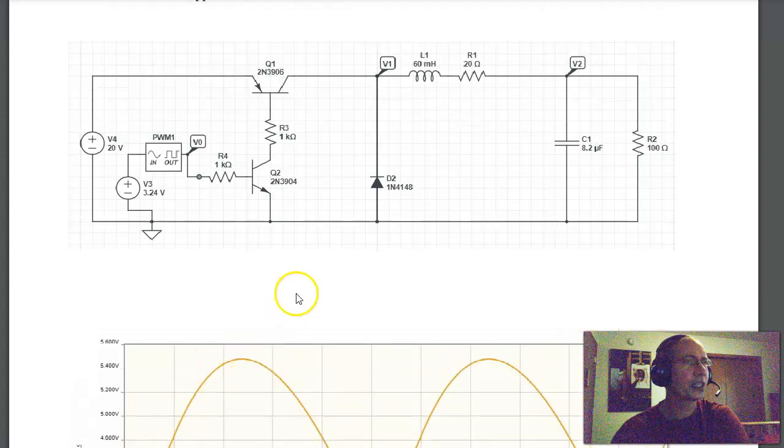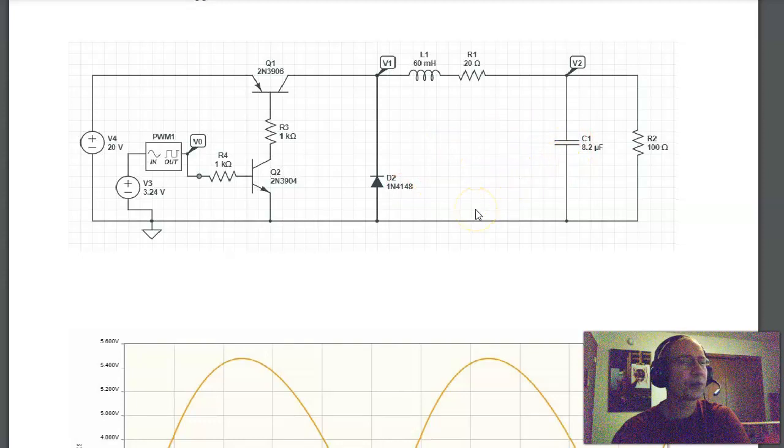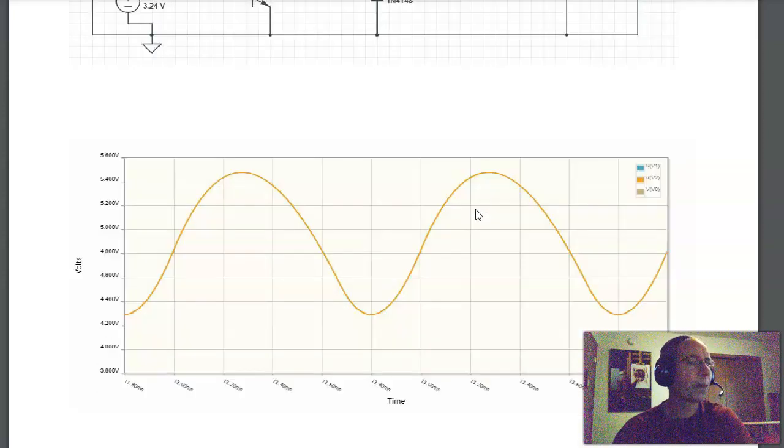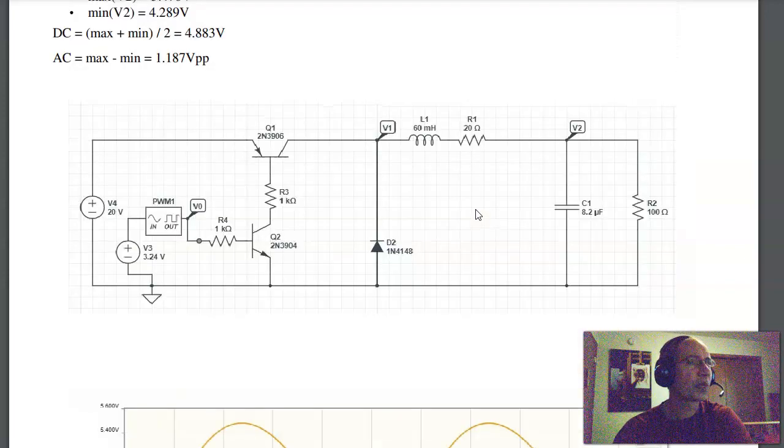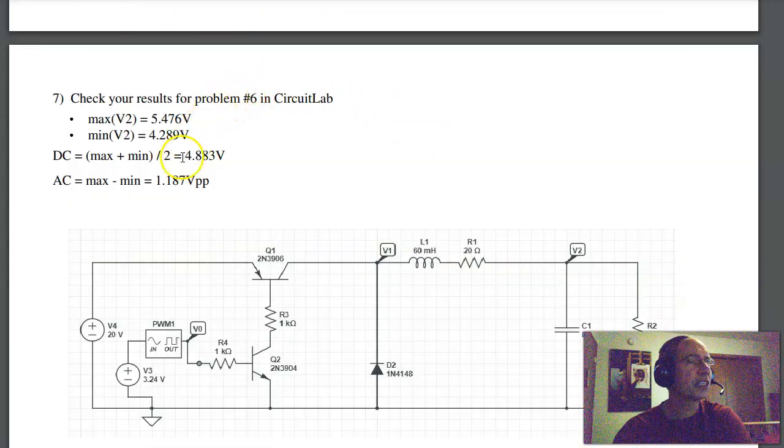So in Circuit Lab, changing the duty cycle to 32.4%. Going to set this up so 10 volts is 100%, 0 volts is 0%, 3.24 volts is 32.4% duty cycle. Change the capacitor, and here's what you get. It's close. The DC voltage is 4.88 volts, almost 5 volts, a little bit off because I'm losing 0.2 volts across Q1, so likewise my answer is off by about 0.2 volts. The AC voltage is supposed to be 1 volt peak to peak. It's actually 1.1 volts peak to peak.